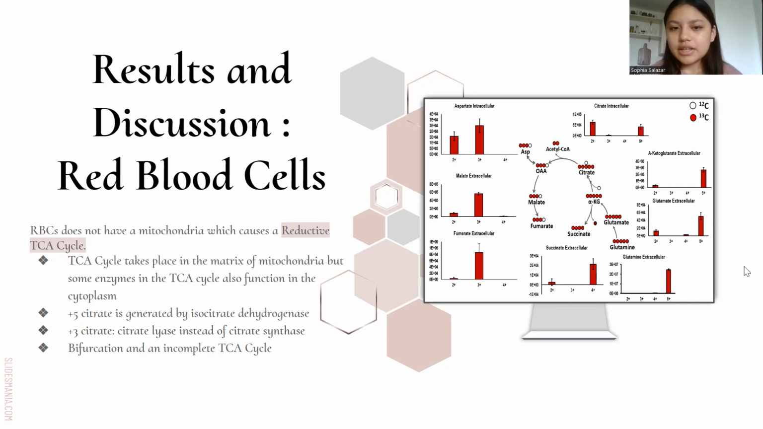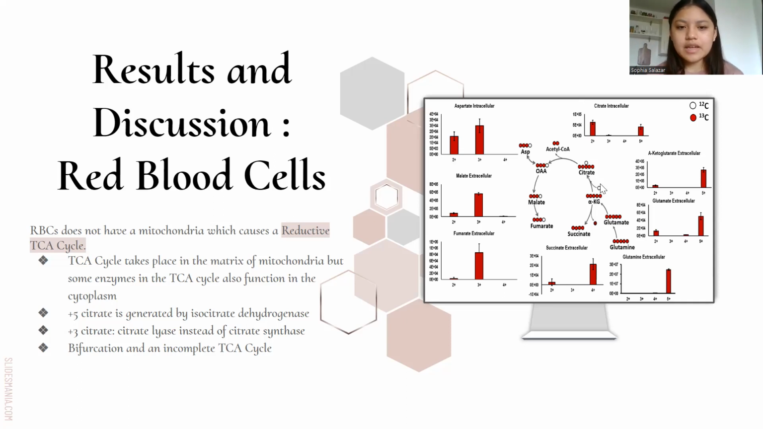As predicted, there is +5 glutamine, +5 glutamate, +5 alpha ketoglutarate. What's interesting and what really proves that this is a reductive TCA cycle is the +5 citrate, because this is only created by the reductive TCA cycle through the isocitrate dehydrogenase enzyme. It basically attaches carbon dioxide to +5 alpha ketoglutarate to produce that +5 citrate, and this is seen through the diagram over here.